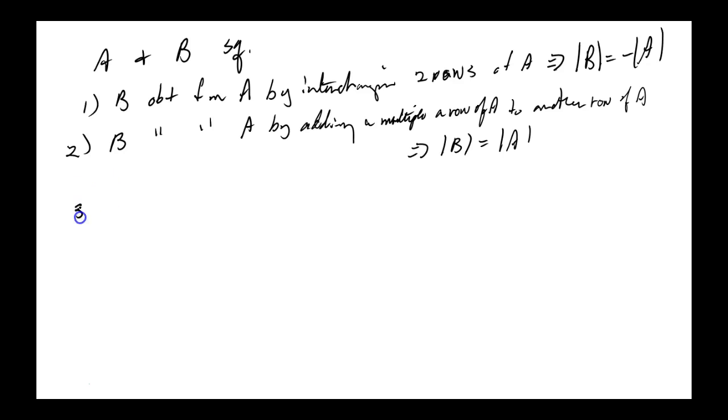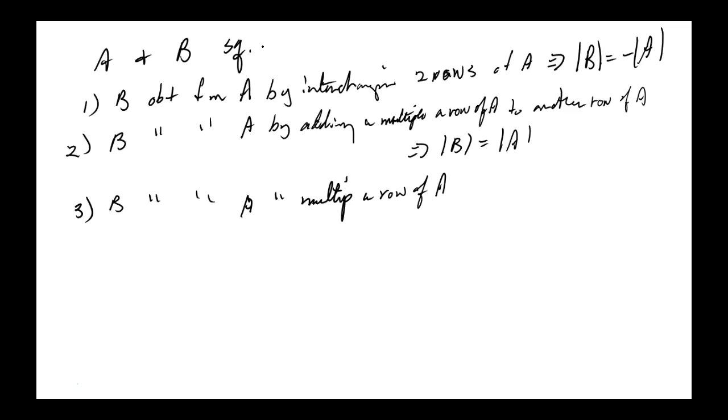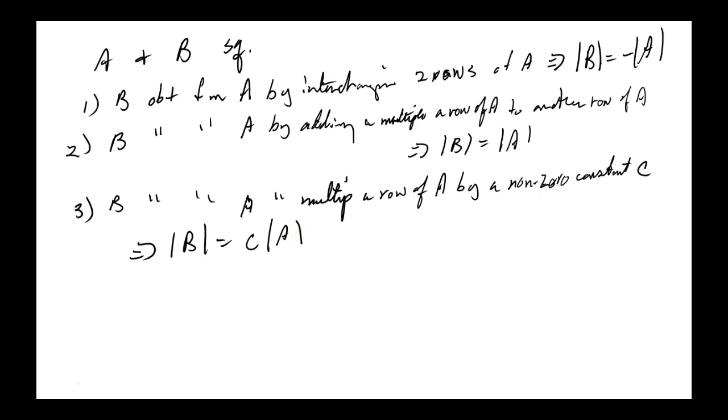Okay, then 3. When B is obtained from A by multiplying a row of A by a non-zero constant C, then what you get there is the determinant of B is equal to C times the determinant of A.